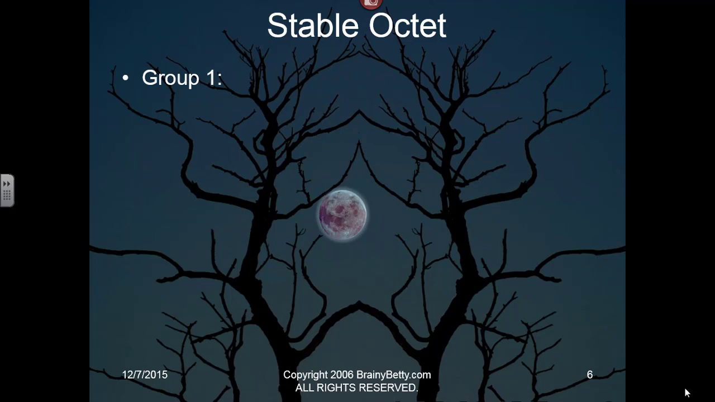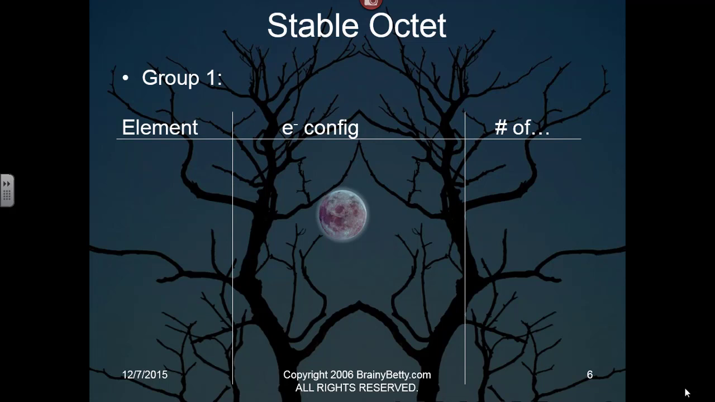Let's do a couple of examples. We'll start with group 1, all the way on the left-hand side. The first element we'll use as an example is sodium. Hopefully you recognize this isotopic notation. Remember, the mass number is on the top, the atomic number is on the bottom. Let's do the electron configuration for sodium. You should find that there are 11 protons to work with, 12 neutrons to work with, and 11 electrons to work with. So our configuration ends up being 1s2, 2s2, 2p6, 3s1.